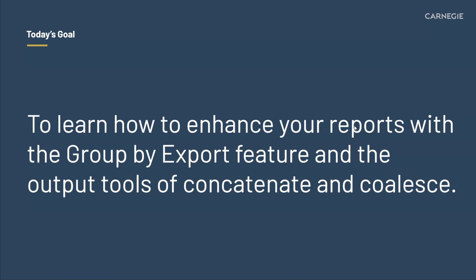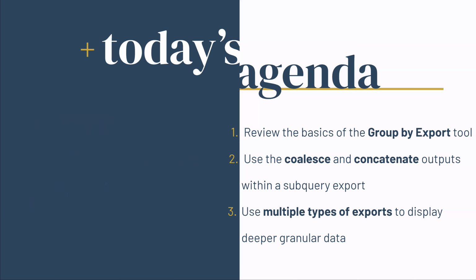For today's goal, we will learn how to enhance your reports with the Group by Export feature and the output tools of concatenate and coalesce in the reporting module. This will allow you to see more granular information about your aggregate data within a report. To achieve this goal, we're going to review the basics of the Group by Export tool, use the coalesce and concatenate outputs within a subquery export, and use multiple types of exports to display deeper granular data.